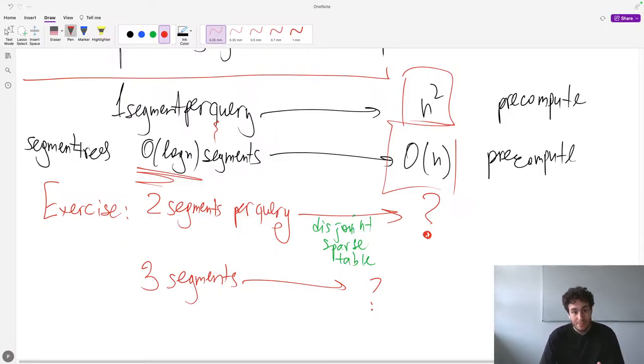Segment trees, right? So we want to pre-compute not that much, but be able to decompose any kind of segment into a logarithmic number of subsegments.